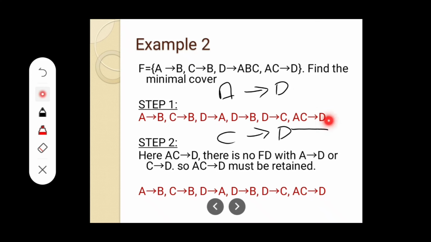Okay, so here we cannot do anything. So we will place this as it is without any change. So AC determines D will be retained. So that is what is explained in step 2. In step 2, for AC determines D, there is no functional dependency A determines D or C determines D. So AC determines D must be retained.